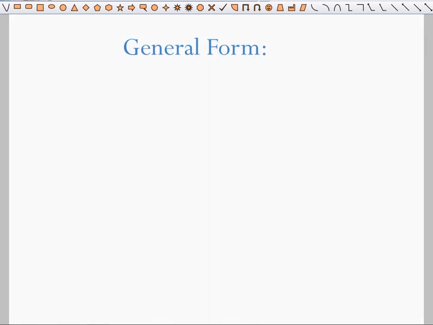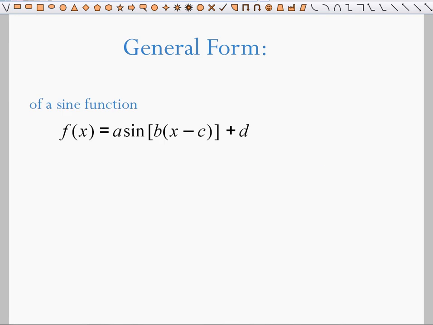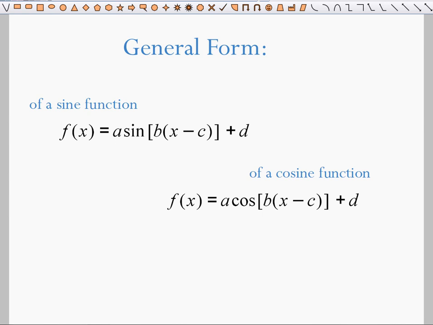Now let's quickly look at the general form for a sine function and a cosine function. They are almost identical except for the sine and the cosine. So we have a times the sine of b times x minus c plus d. Same thing with cosine. Make sure that those go in your notes. Those are going to really help us find those properties if I only have an equation with sine or cosine in them.